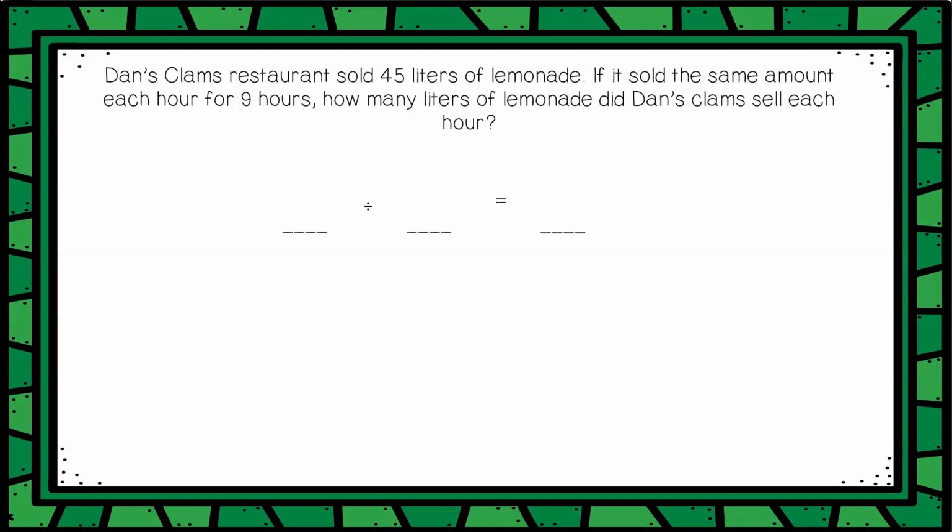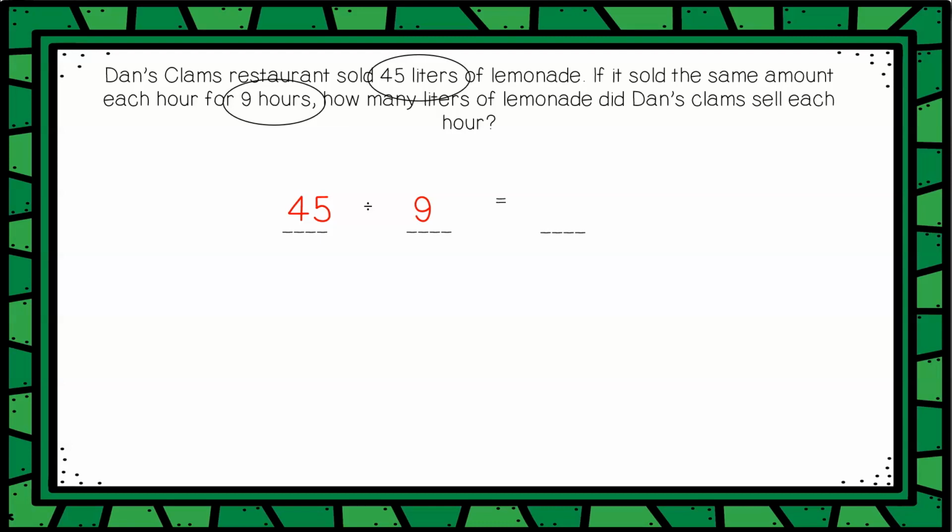The first one is 45, which again represents the total number of liters of lemonade that Dan's Clams sold. The other important number that we see is 9, which represents the amount of hours the lemonade was sold. Finally, we need to plug those numbers into the equation that we started to set up. We know that if we are setting up a division equation, the total needs to go first. So 45. Then we need to divide by the other number, which is 9.